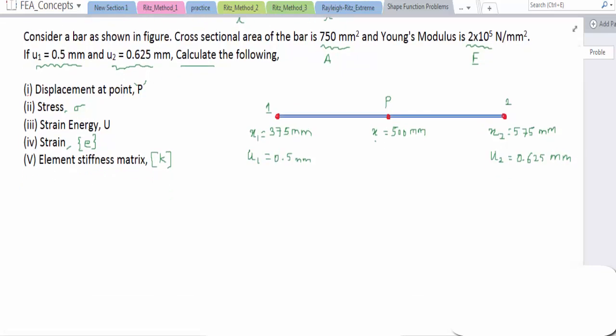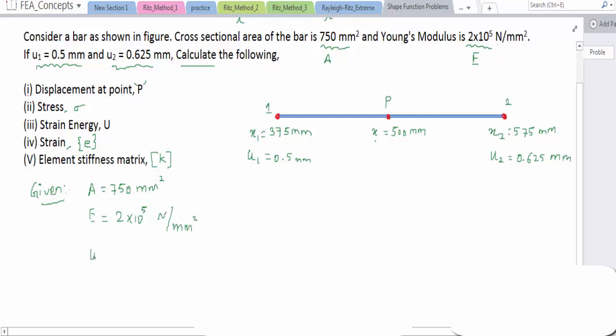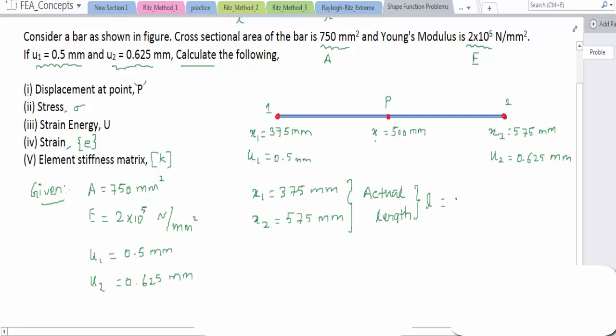The first step is we have to write out the given conditions. Area 750, E 2 into 10 power 5 Newton per mm square, u1 0.5 mm, u2 0.625 mm. These are all the given values. And X1 they have given us 375 mm, this is the coordinate of the element, and X2 575 mm, this is also a coordinate. From this we can calculate the actual length of the element, that is X2 minus X1 equal to 575 minus 375, equal to 200 millimeter, the total element length.